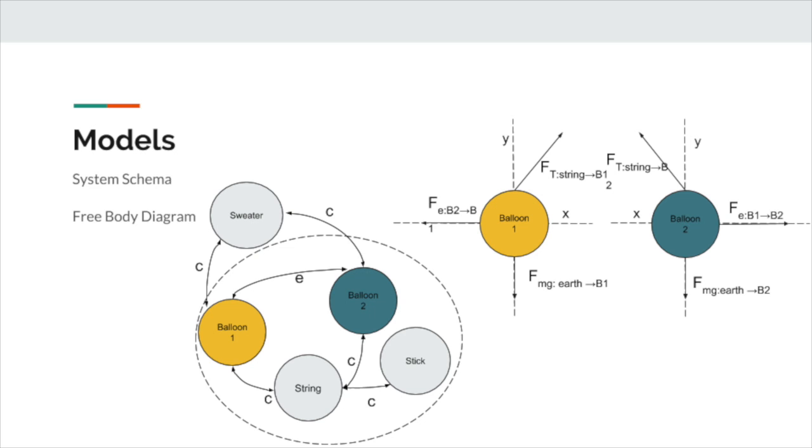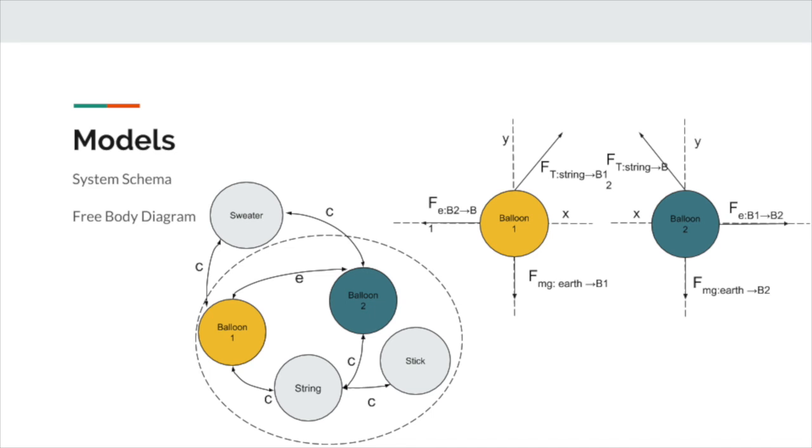To understand why the balloons interact the way that they do, you have to think about the forces acting upon them. This can be shown through the use of a free body diagram that illustrates the forces on each balloon and where they are coming from. Each balloon has force gravity acting on it, an electric force from the other balloon, and a tension force from the string. The system schema depicts the same process with all the components and their relationships visibly accounted for.